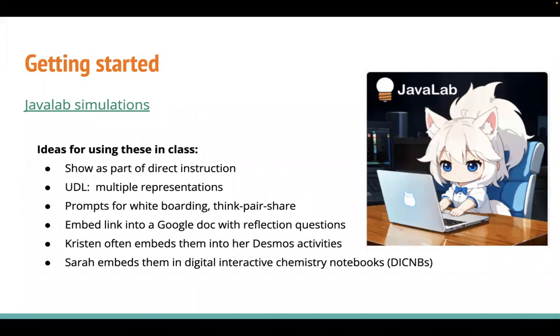You might just show them as part of direct instruction, like here's this image and I've got it just projected on the board and I'm just going to talk about it, or embed a picture right into my notes. That is something that you could do with them.